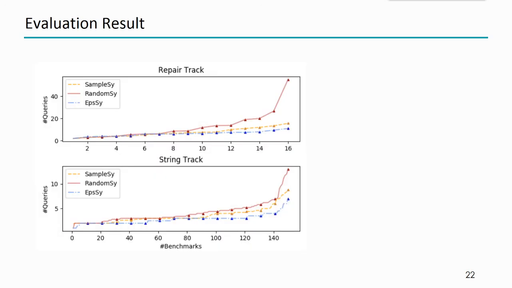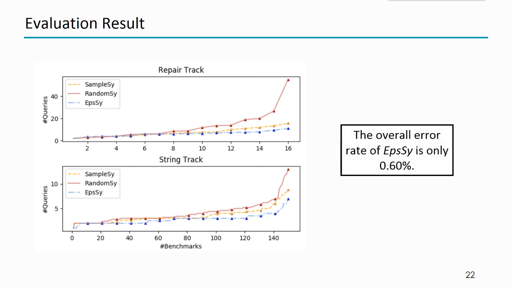This figure shows the performance of all three approaches on the datasets. The x-axis represents different benchmarks, while the y-axis represents the number of used questions. The result demonstrates that both SampleSy and EpsSy outperform existing strategies. Besides, the overall error rate of EpsSy is only 0.6%, but its performance is better than SampleSy, especially on the string dataset. This result shows that even only involving a small error rate could further reduce many questions.